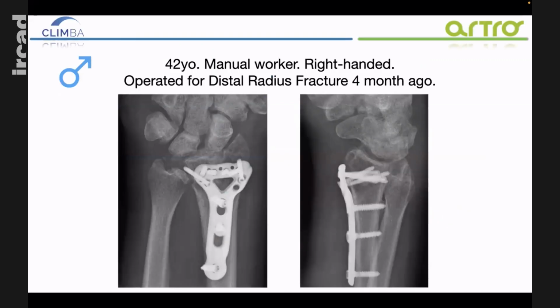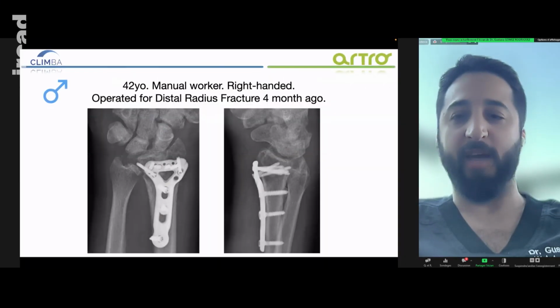So I will show you a simple case. I will try to be fast because of the time. I want to show you a case that can usually come to our office. This is a 42-year-old patient, manual worker, right-handed. He was operated in another clinic for a distal radius fracture 4 months ago. So he came to us with this X-ray.